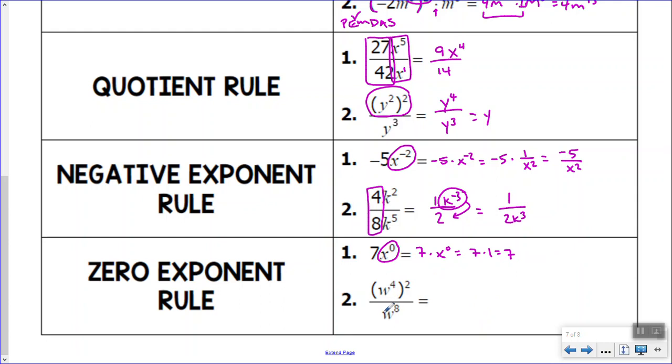If we look at this example, again we have to deal with exponents before we can deal with division. W to the 4th squared is the same thing as w to the power of 4 times 2, or w to the 8th. In the denominator, we also have w to the 8th. So if we subtract our exponents, we get w to the 0 power, which is equal to 1.